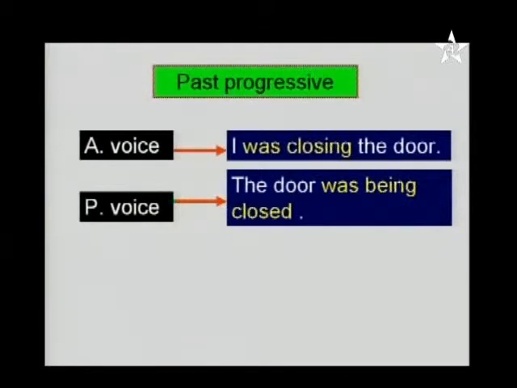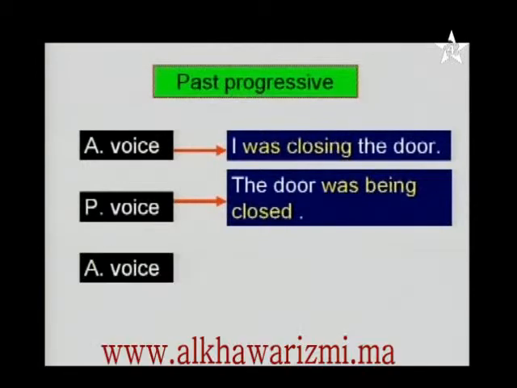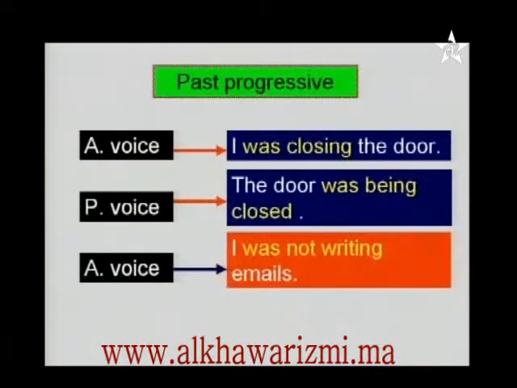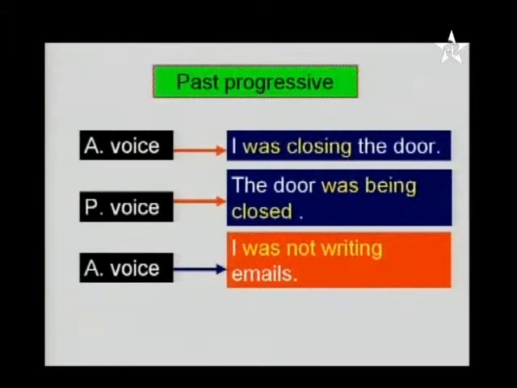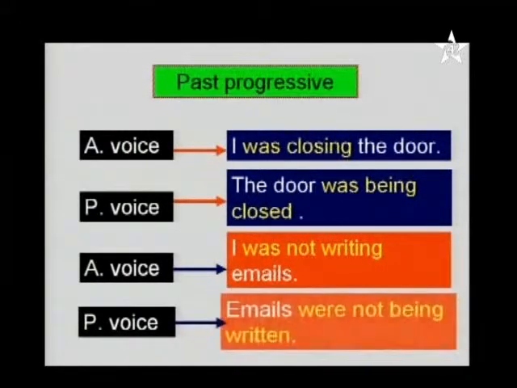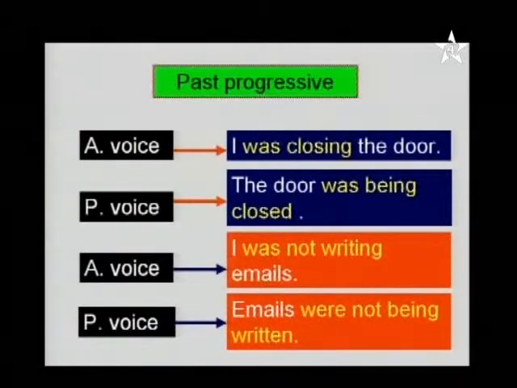So in progressive tenses, whether past or present, being plus the past participle of the main verb in the active sentence are essential. Only the auxiliary be should be conjugated either in past or in present, depending on the active sentence tense. Active voice, I wasn't writing emails. Passive, emails weren't being written. Okay, so being written again.